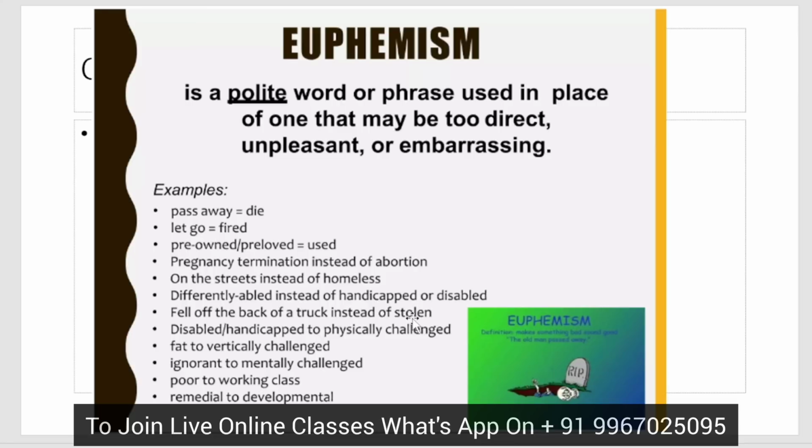Euphemism is a polite word or phrase used in place of one that might be too harsh. Basically, you say pass away, let go, pre-owned or pre-loved, pregnancy termination instead of abortion, on the street. I want you to learn all these because you can use them in your sentences. Differently abled, fell off the back of a truck instead of stolen. Disabled, handicapped, or physically challenged, fat to vertically challenged, ignorant to mentally challenged, poor to working class, remedial to developmental.